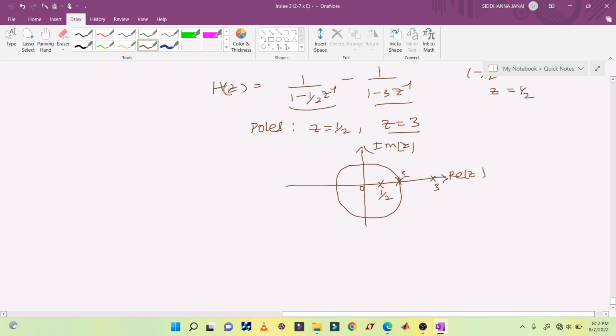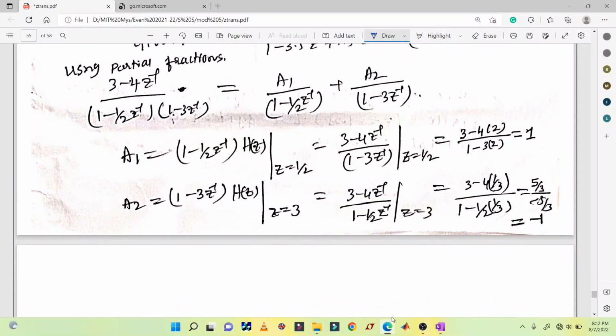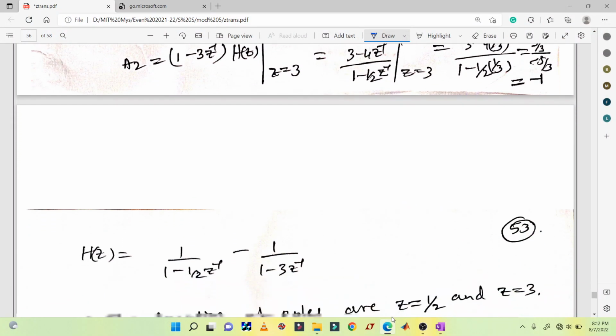Now, the condition for the first one is stability. For stability we need to have all the poles inside the unit circle. Is it possible here? Is it possible to have that?